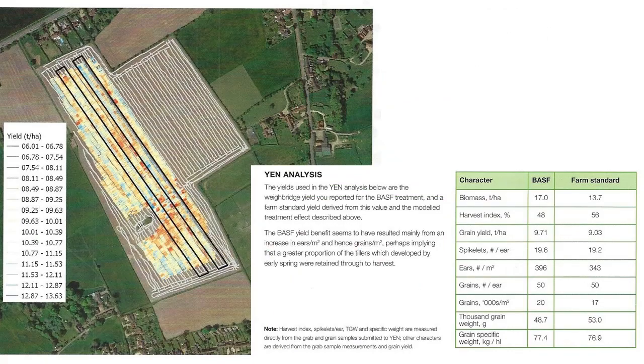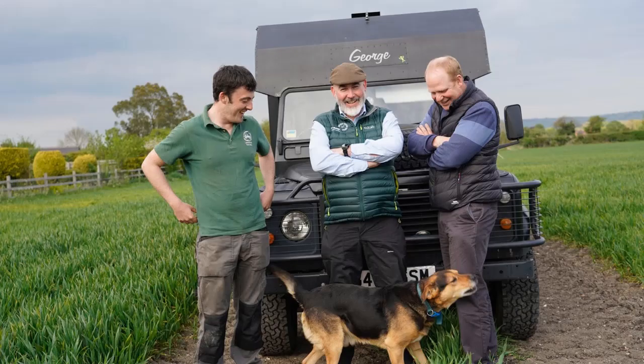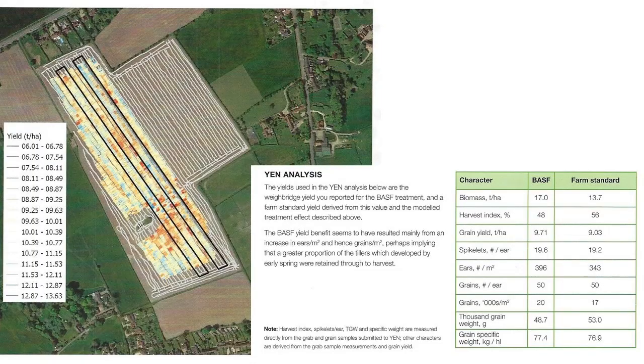So I was interviewed by BASF as part of their Real Results road trip, and I joked at the time that their protocols hadn't beaten my farm standard yet. Well, it all ended in harvest 2019 when BASF managed with their new Revystar product to achieve an average of 0.68 tonnes per hectare more than my farm standard, and this was identified through combine yield mapping.